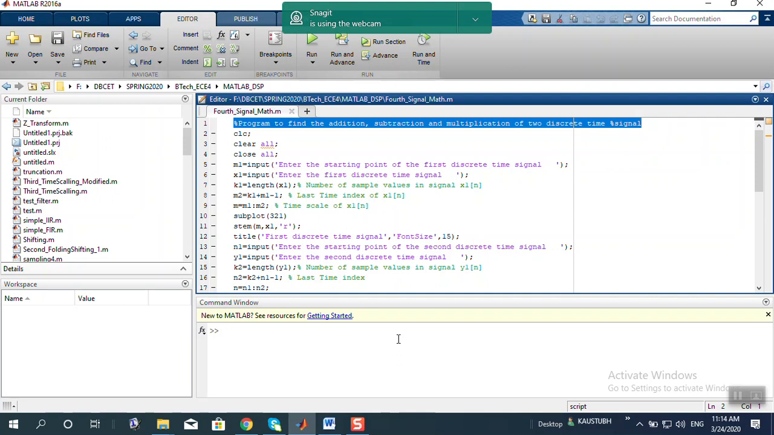Second thing, while doing it in MATLAB or any other computing, MATLAB considers the signal values as row vectors. So, while adding, subtracting or multiplying two row vectors, according to matrix algebra, they have to be of the same size. Suppose x1 has 6 samples, x2 must also have 6 samples. Then only both can be added, subtracted or multiplied. That is the second thing.